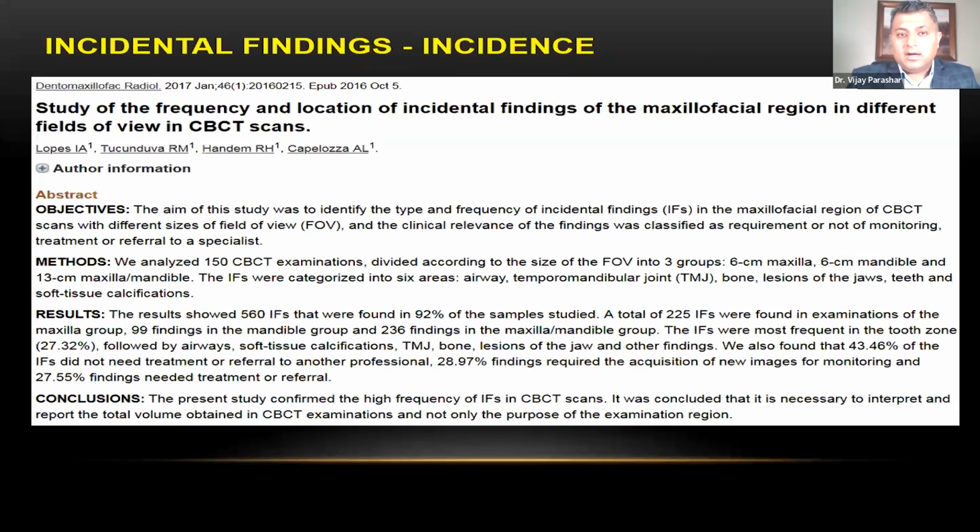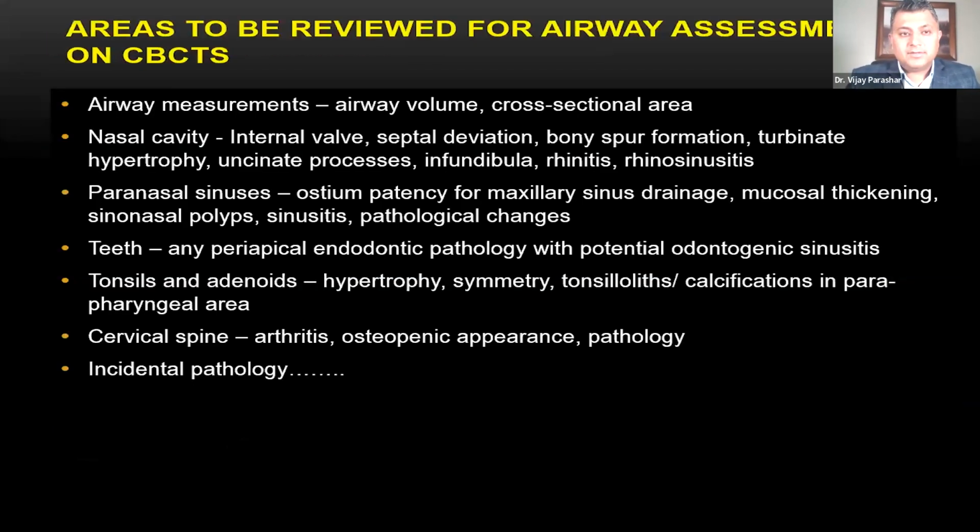Very briefly, incidental findings. There are a lot of incidental findings that can be observed on cone beams. So when you're reviewing it, look for the reason that you took the scan. If it was to evaluate for airway, great, but also look at other pathology that we discussed. These were some of the things when I get asked, what do I look at in a scan when I'm looking for airway evaluation.